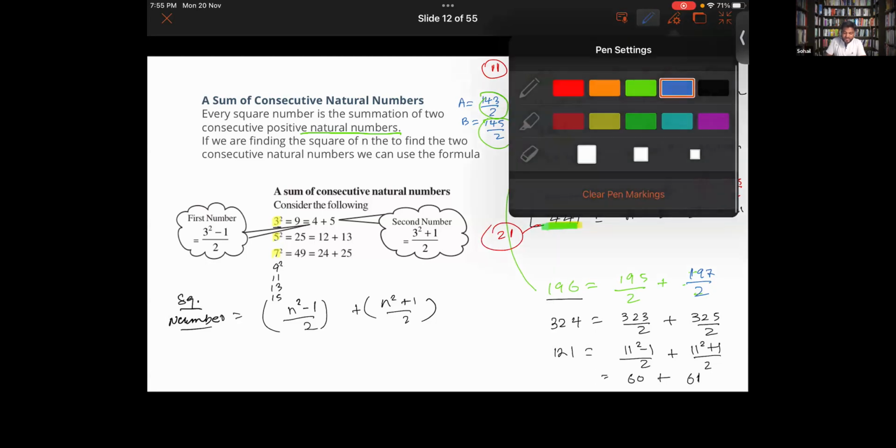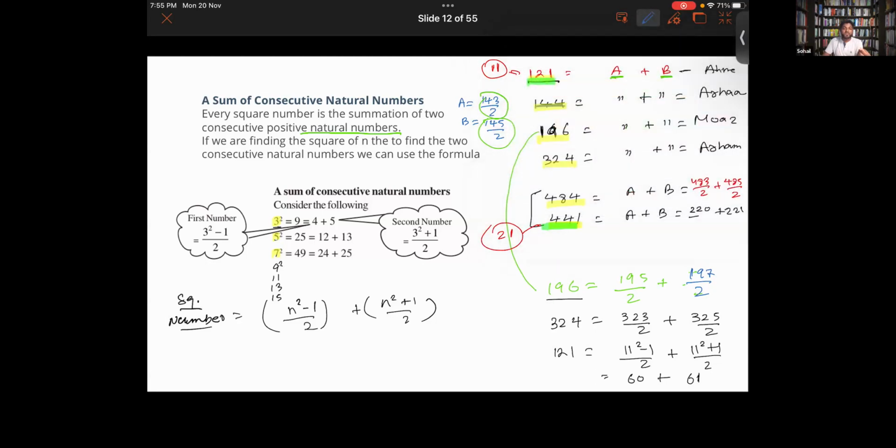So I can only represent the square of odd natural numbers in the form of (n square minus 1) upon 2 plus (n square plus 1) upon 2. So मैं सिर्फ odd numbers के square को represent कर सकता हूँ as the summation of two positive natural numbers. Is that clear to all of you? Yes, sir. Okay. Ahmed, आपने क्या समझा? What did you understand from this?